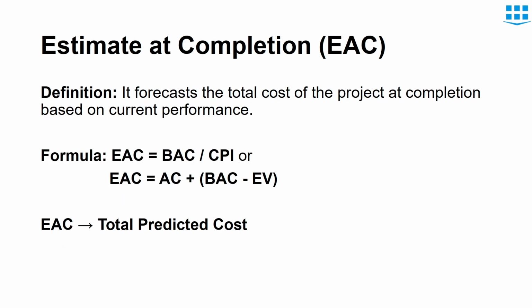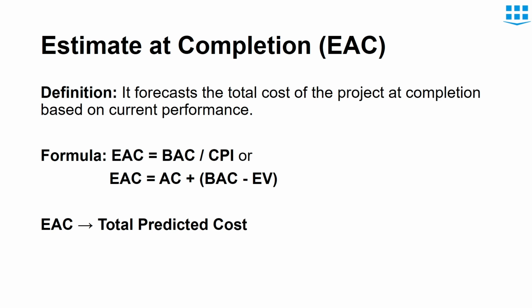Next term is estimate at completion. Estimate at completion, or EAC, forecasts the total cost of the project at completion based on current performance. So why do we need EAC? It is because when the budget is allocated at the beginning of the project, and with time different parameters are used to calculate the progress, to calculate the cost of the project.